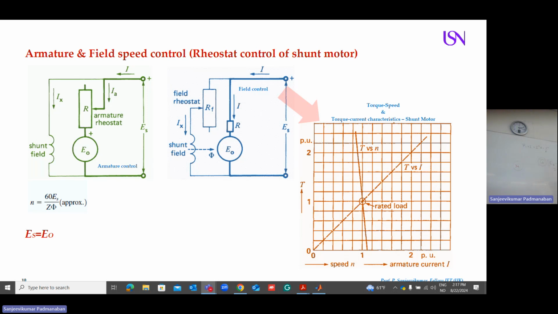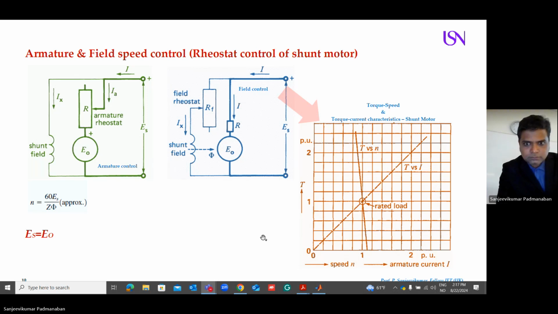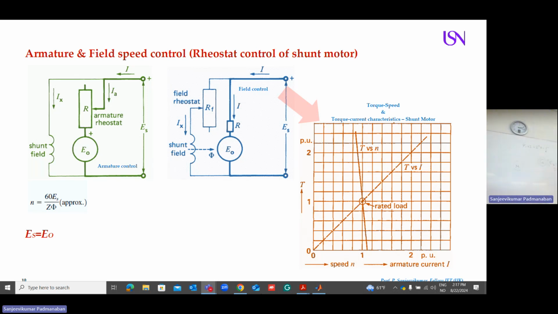Now let us see the characteristics, what happened. For that, we are going to have real-time results, which are shown here. I'm going to plot on the x-axis the speed as well as the armature current, and on the y-axis the torque. So this is the one graph. You can find the characteristics of your DC shunt motor, the speed-torque characteristics and the current characteristics. So you can see what happened to your torque with respect to current, with respect to speed.